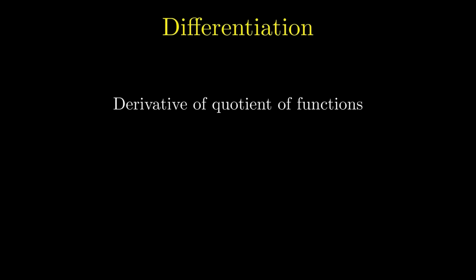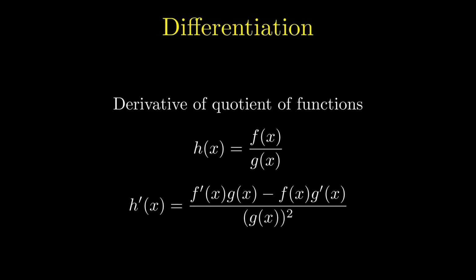Derivative of quotient of functions. Quotient rule. When we have a function h of x that's the quotient of two functions, f of x and g of x, we need a special rule to find its derivative. That's where the quotient rule comes in. The quotient rule states that if we have a function h of x equals f of x over g of x, then the derivative of h of x is h prime of x equals f prime of x times g of x minus f of x times g prime of x, over g of x squared.